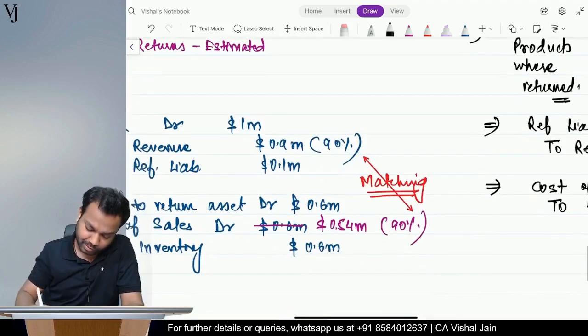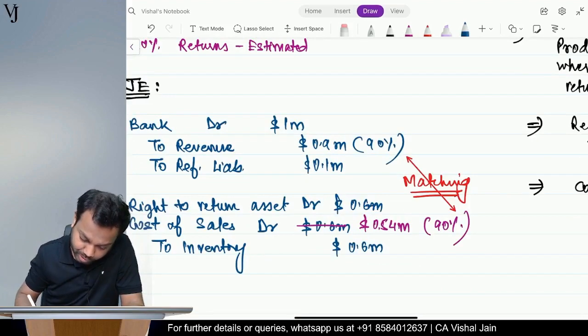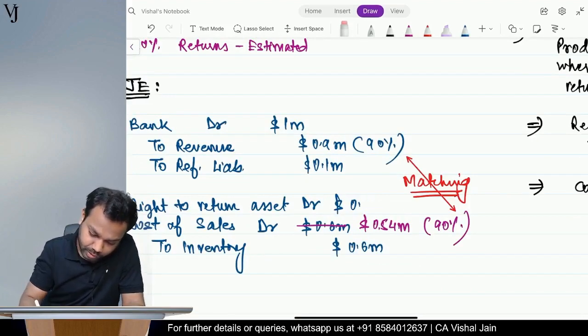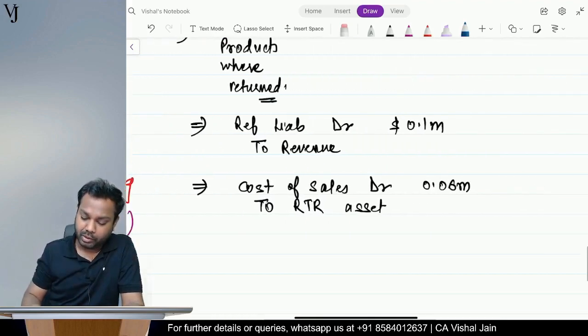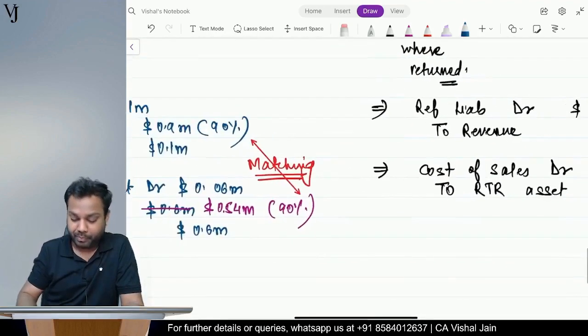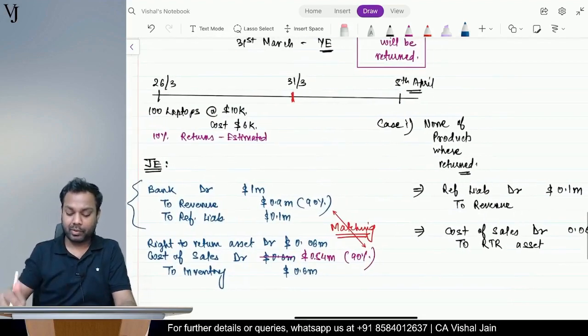It's not 0.6 million. Just a minute, guys. Can you please rectify the amount? The amount will be 0.06 million. Okay, 0.06 million. So this is the entry. Now, is this part clear everyone so far?